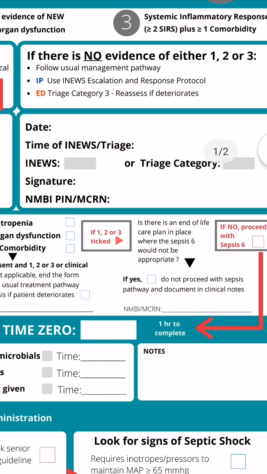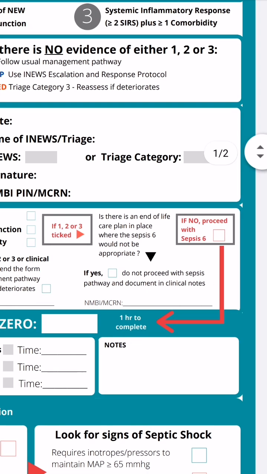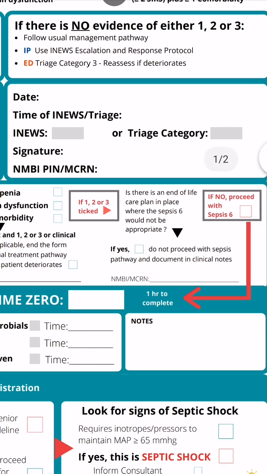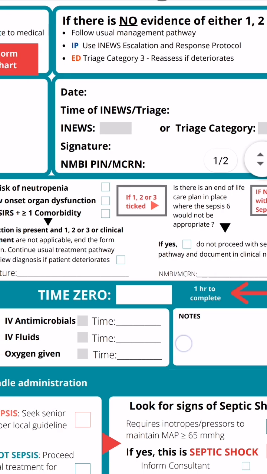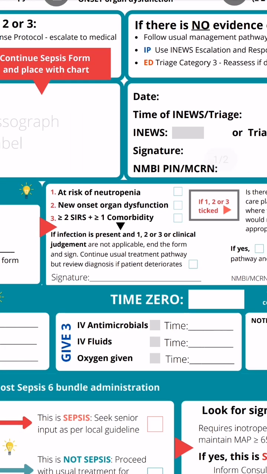Then after, if 1, 2 or 3 is ticked, we will go for: is there an end of life care plan in place where the sepsis 6 would not be appropriate? If no, proceed with sepsis 6. If yes, do not proceed with sepsis pathway, document in clinical area. If infection is present and 1, 2, or 3 or clinical judgment are not applicable, in the form and sign, continue usual treatment pathway, and review diagnosis if patient deteriorates.